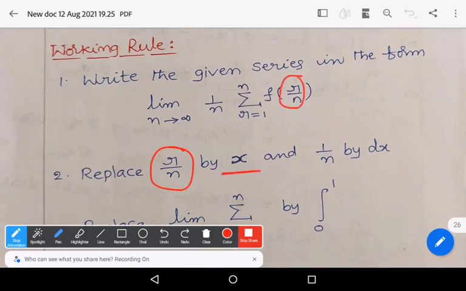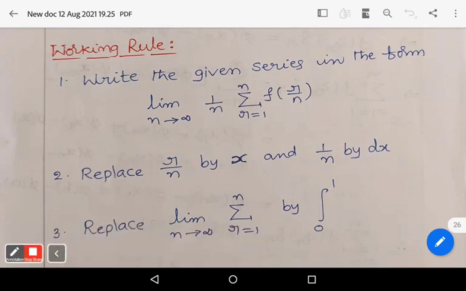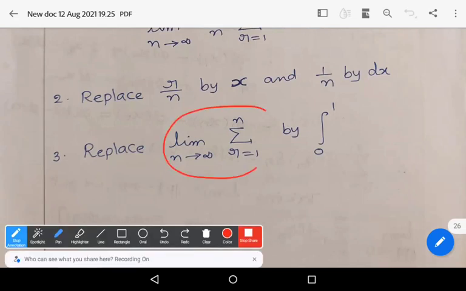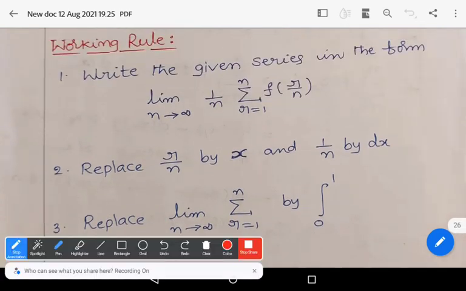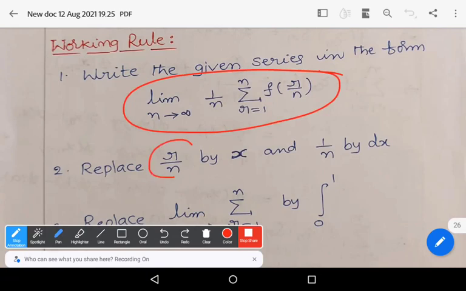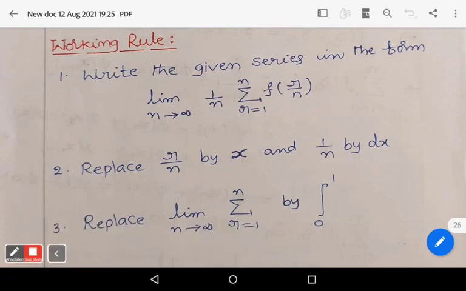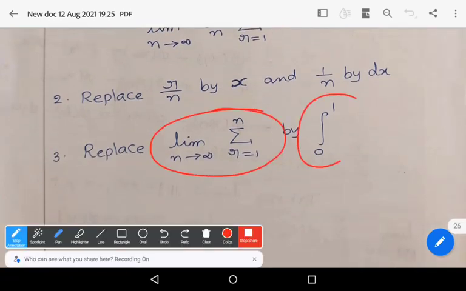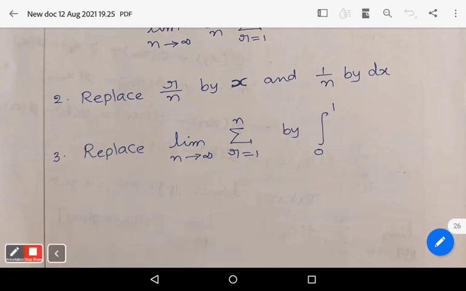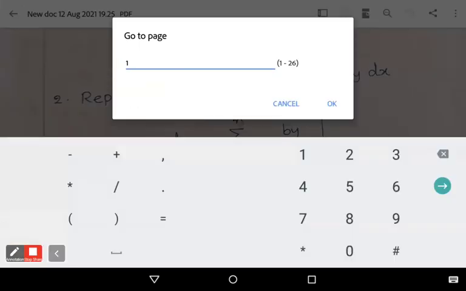Replace r by n by the variable x and 1 by n by the differential dx. And replace limit n tends to infinity summation r equals 1 to n by the integral 0 to 1. So remember that first you have to convert the given series into this form, replace r by n by the variable x, replace 1 by n by dx, and replace the limit of the summation with the integral 0 to 1. Yes, let us solve some problems by using this working rule.